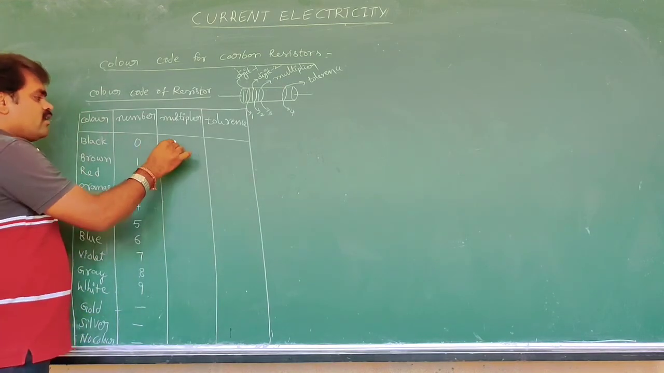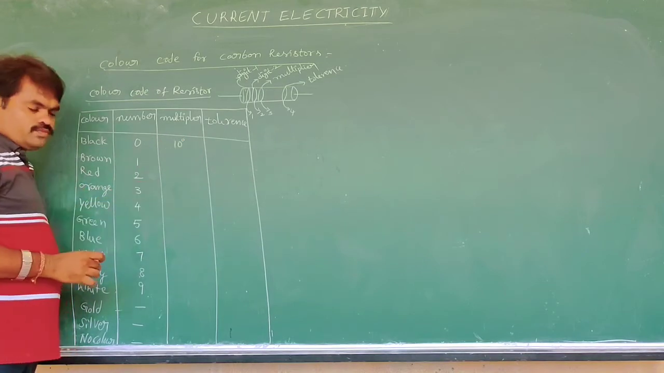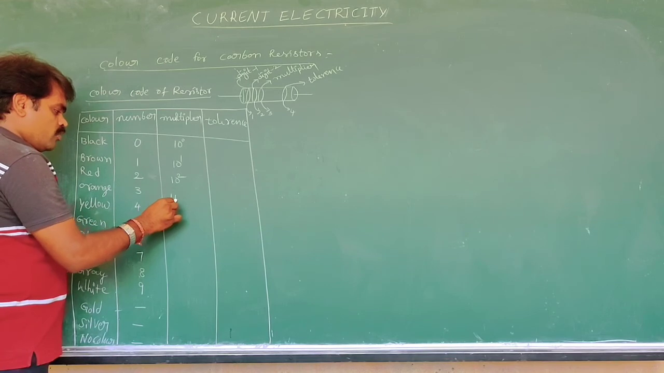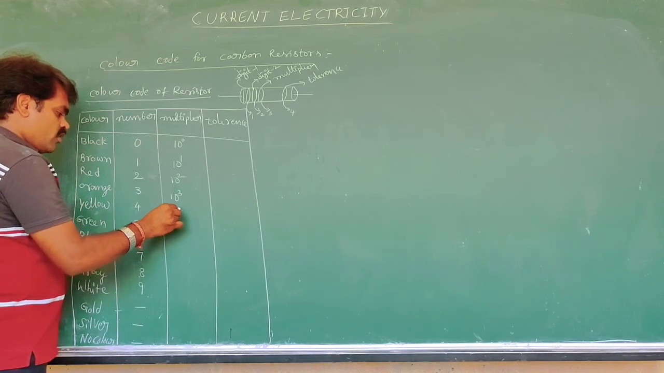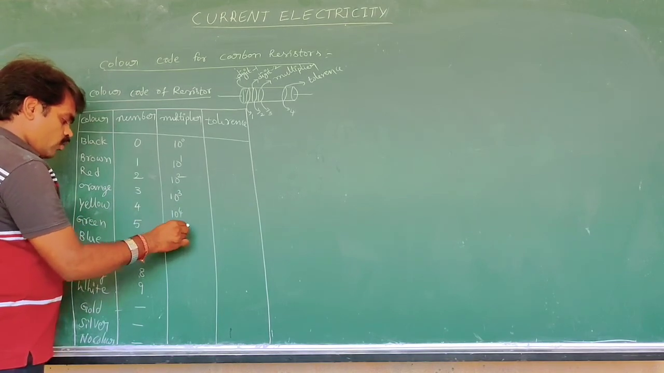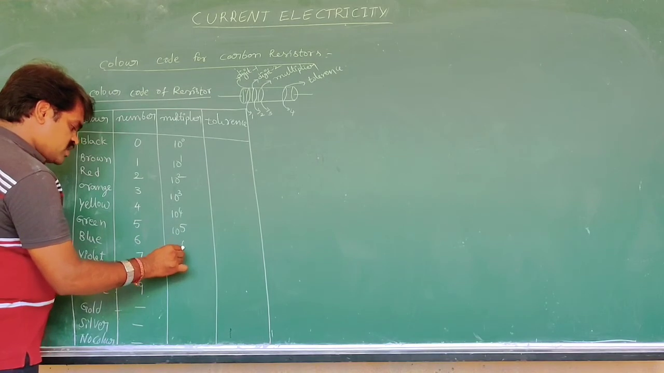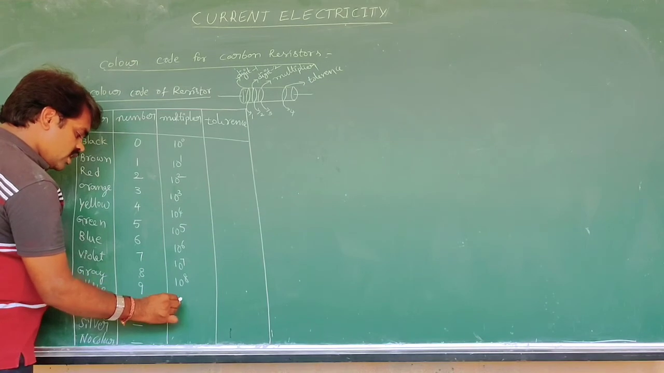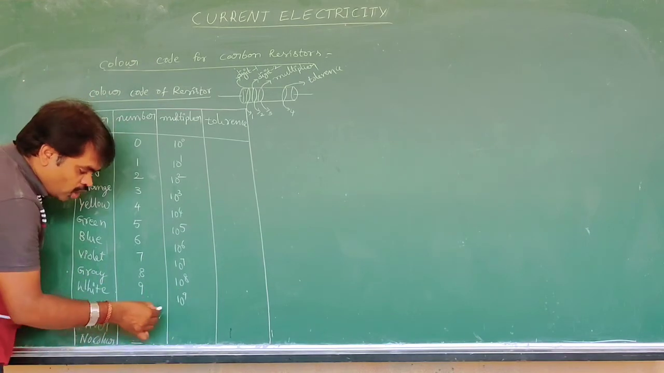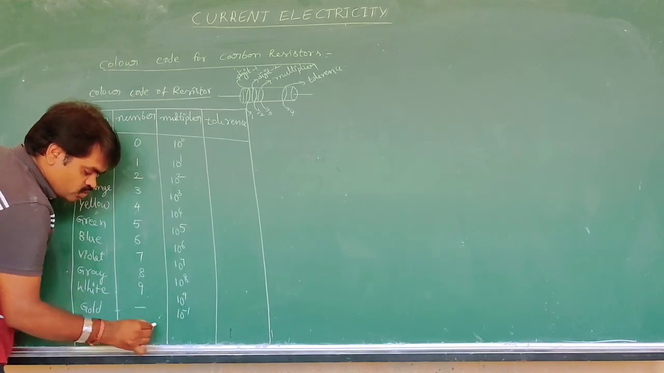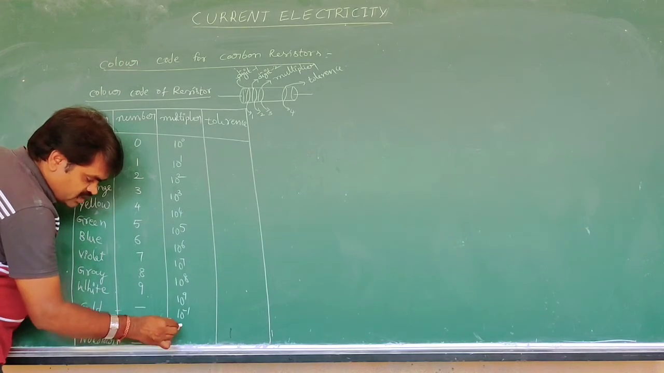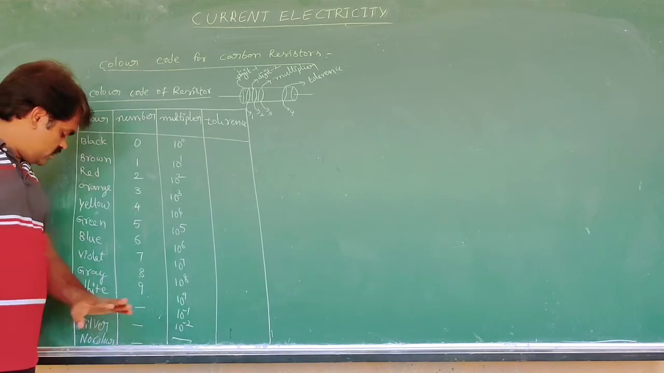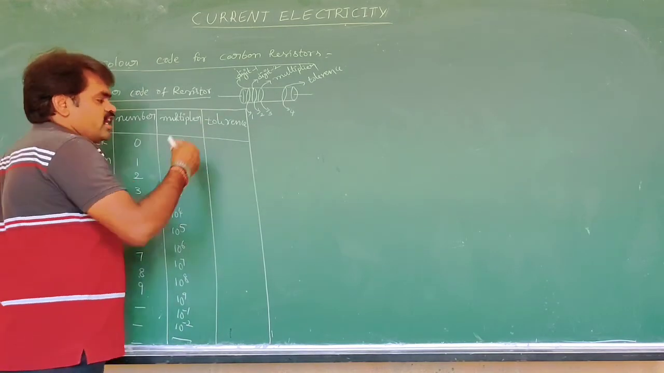Now the multiplier is 10 to the power of 0, 10 to the power of 1, 10 to the power of 2, 3, 4, 5, 6, 7, 8, and 10 to the power of 9. For gold, it is 10 to the power of minus 1, and the multiplier of silver is 10 to the power of minus 2. No color has nothing.